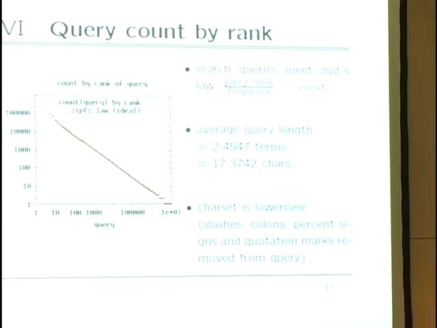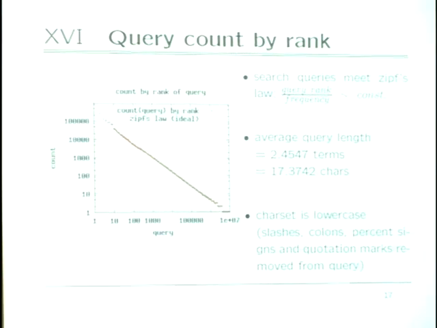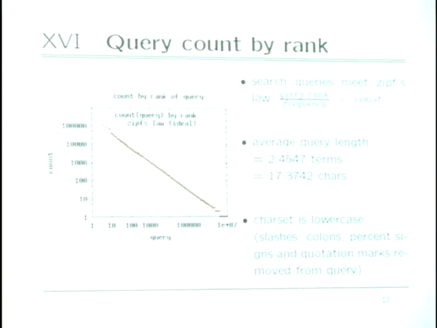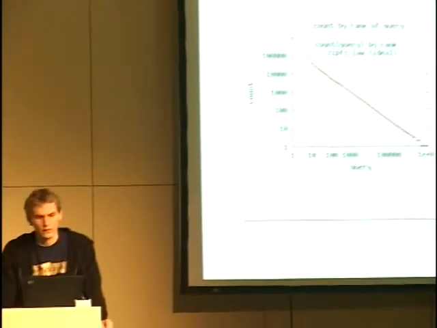What else is interesting? The average query length is only 2.5 terms, which is actually more than I expected, but it is too few to find appropriate results. If you only enter 2 terms and hope to find the right site, in some cases it might work, like if you look for Google, but in other cases it might not be appropriate. What is important is that the character set of the queries is somewhat messed up by AOL. They removed slashes, colons, the percent sign, and the quotation marks, and this has some implications for our later analysis, so just keep that in mind.